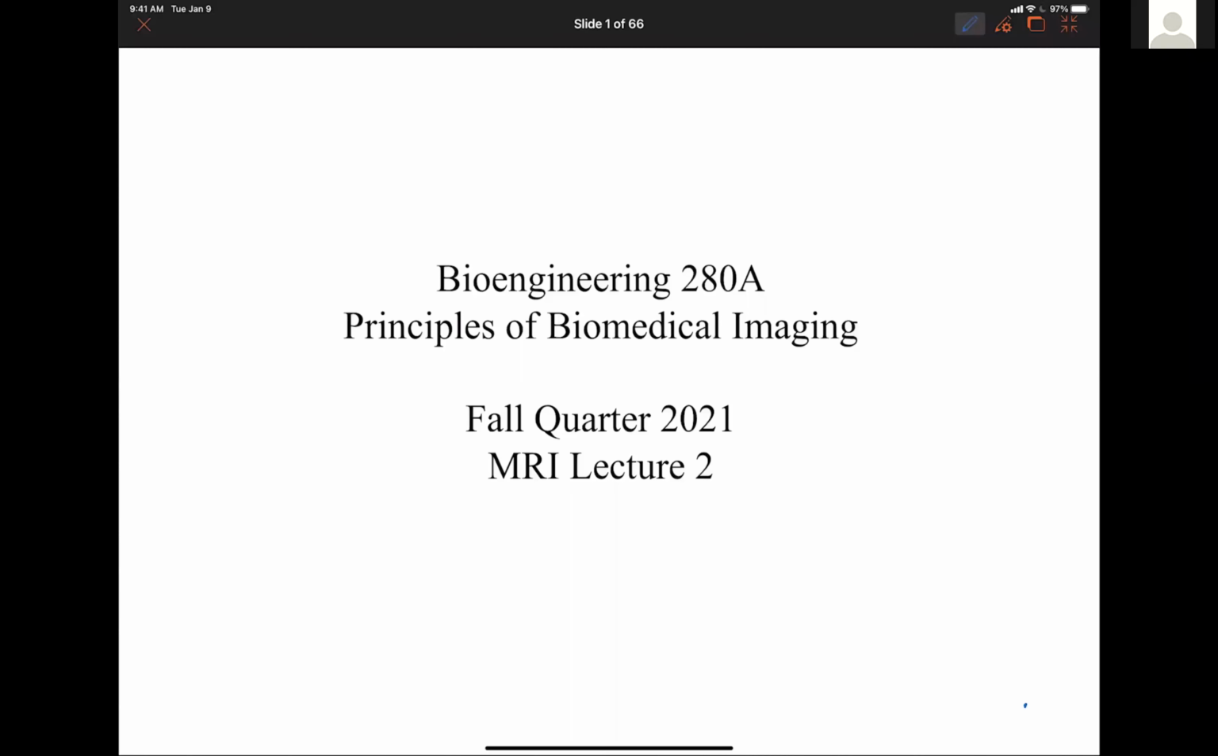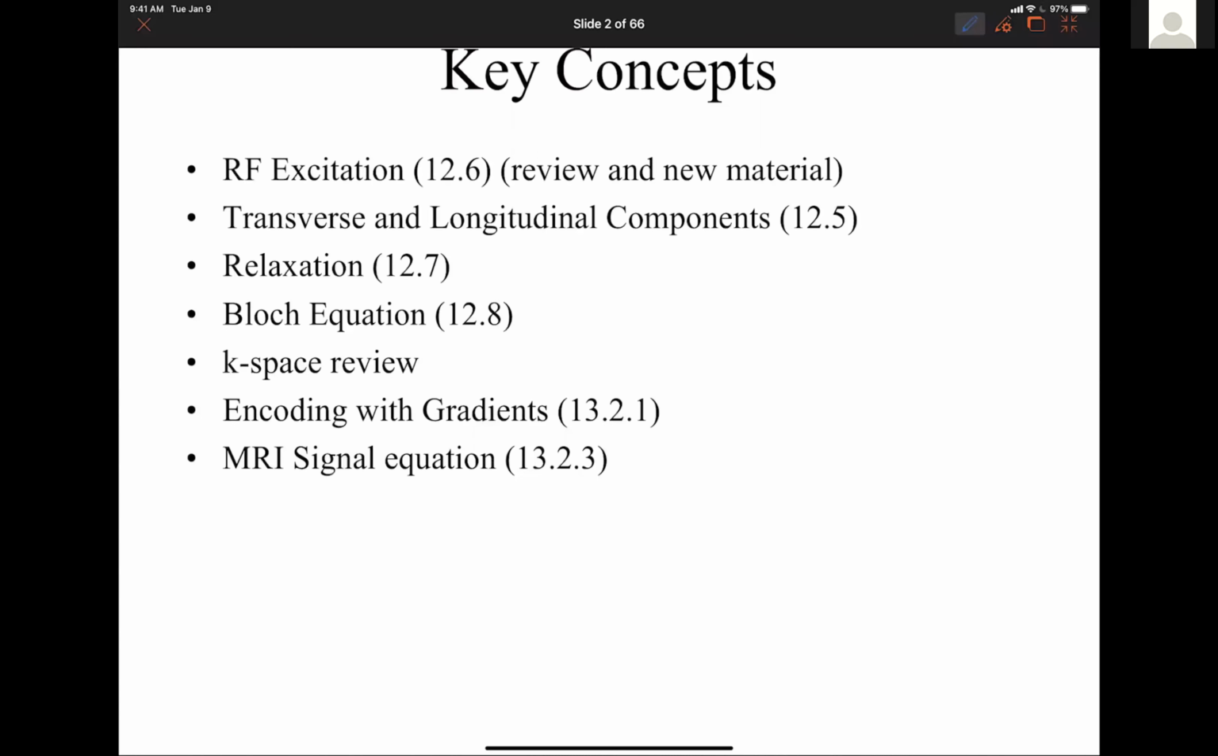Yeah, so today we're going to continue our discussion of MRI. We're going to start off by reviewing what we did on RF excitation a little bit. Then we'll start talking about transverse and longitudinal relaxation, what happens to the MRI signal once you've excited it. We'll introduce the Bloch equation, the governing equation for MRI in terms of the spin dynamics. And then we're going to start motivating how we actually make images with MRI.